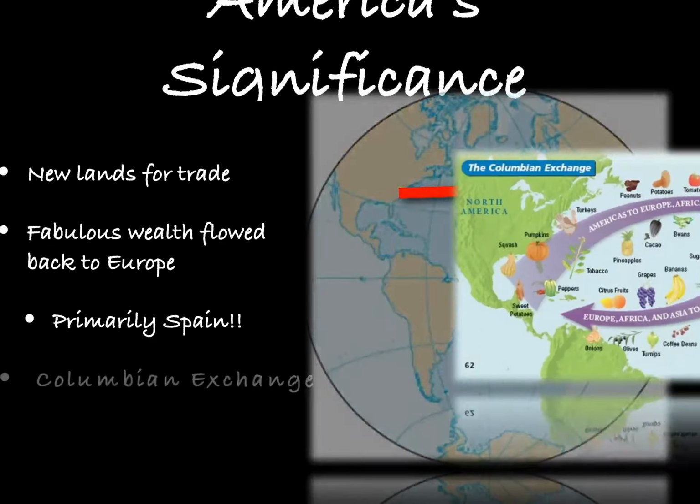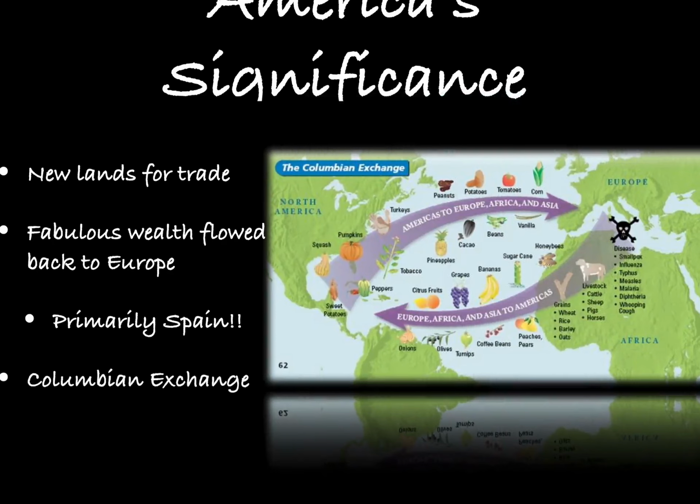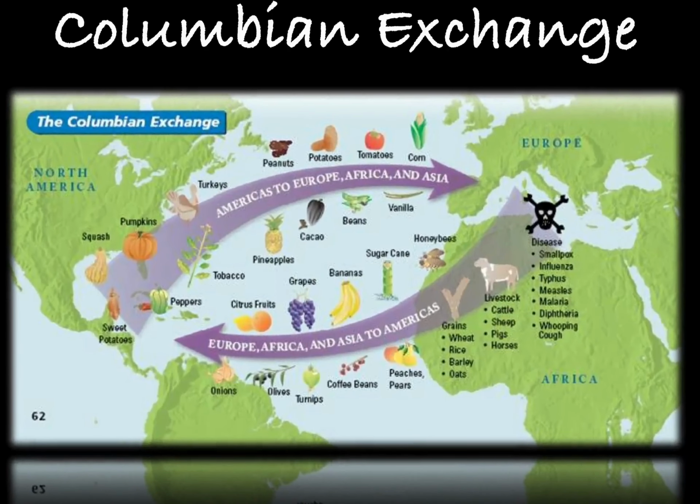And those are both nice, but the real significance, the real importance of America comes in what's known as the Columbian Exchange. The Columbian Exchange was the transfer of ideas and goods and people from the old world to the new world. So the Columbian Exchange is the trading, the transferring, the moving of people, goods, and ideas from the old world to the New World.